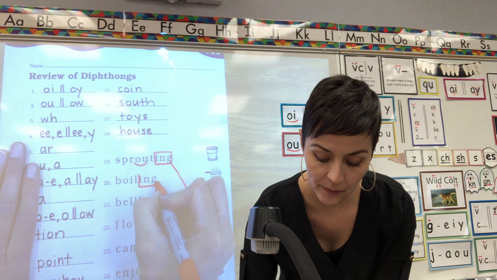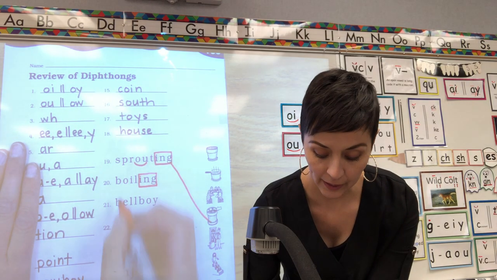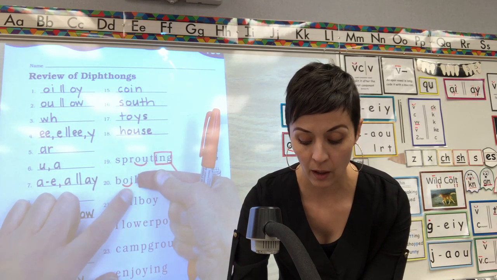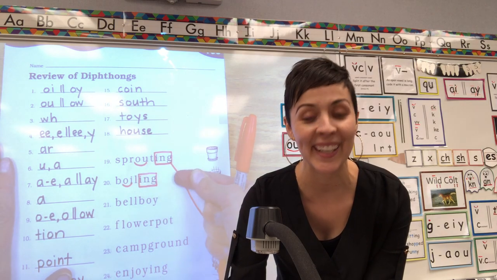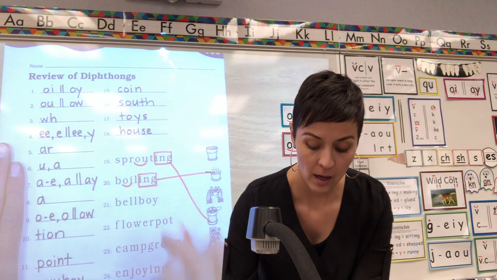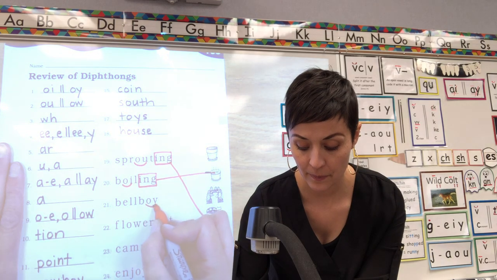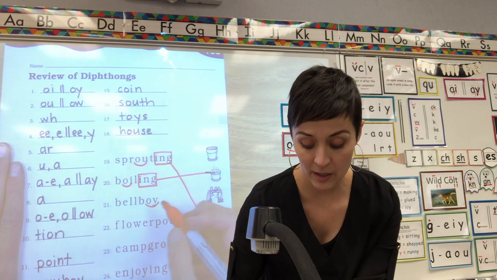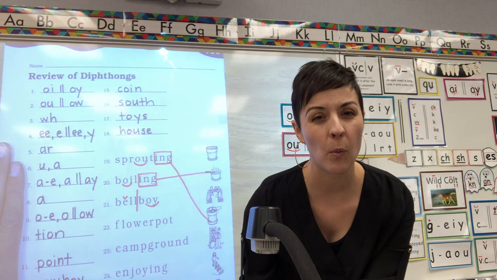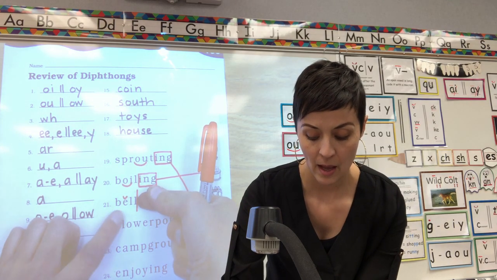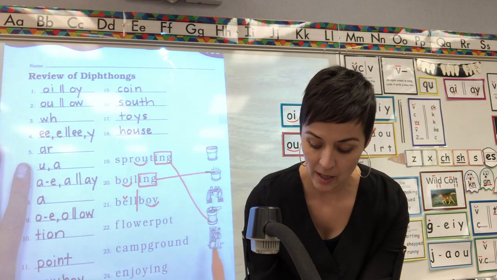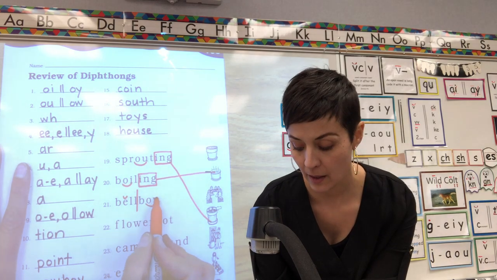Box your suffix ing. Root word, O-I says oi, arc it. Cover up your suffix. Read it starting B. Get ready. Boil. Whole word, boiling. You got it. Do you see the picture of boiling water? Match it. 21. Arc your diphthong. OY says oi. Split it between the two words, the second L and the B. Breathe above the E. Can we read that one word at a time starting B? Get ready. Bell, boy, what word? Bellboy. You got it. A bellboy is somebody who greets you if you come to a hotel. Match it.